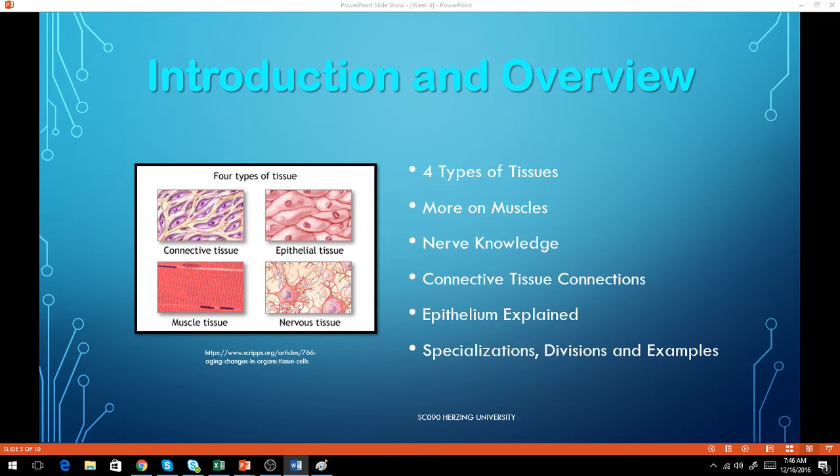Later slides will contain more on muscles. We'll get into nerves and the nervous system. We'll talk about connections formed by connective tissue. We'll discuss what epithelium is and what it does. And again, we'll get further into the specializations, divisions, and cover some examples.